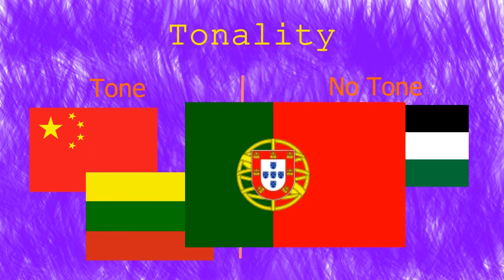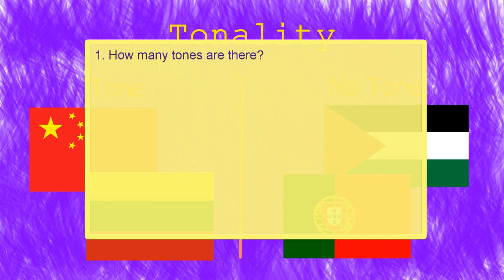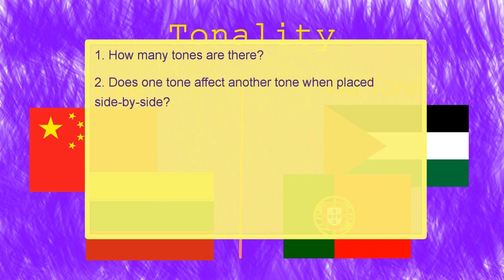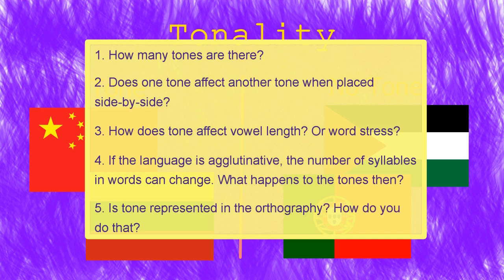But including tone in a language comes with other factors that need to be considered. How many tones are there? Does one tone affect another tone when placed side by side? How does tone affect vowel length or word stress? If the language is agglutinative, the number of syllables in words can change. What happens to the tones then? Is tone represented in the orthography? How do you do that? So understanding a language's typology will lead down a path to fleshing out all parts of the grammar, phonetics, and maybe even the culture of the speakers.